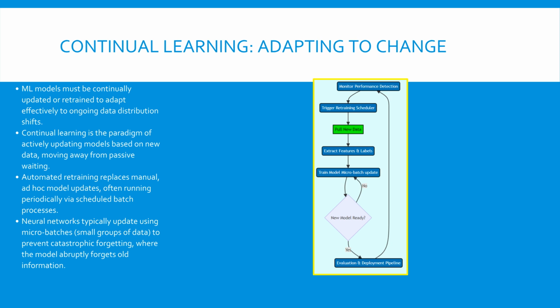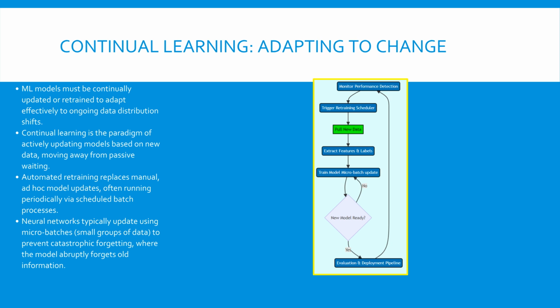This diagram maps the automated retraining loops central to continual learning. The process begins with continuous monitoring, which detects performance degradation and triggers retraining using a scheduler. This automated step then proceeds to pull new data, which is constantly streaming in from the production environments.